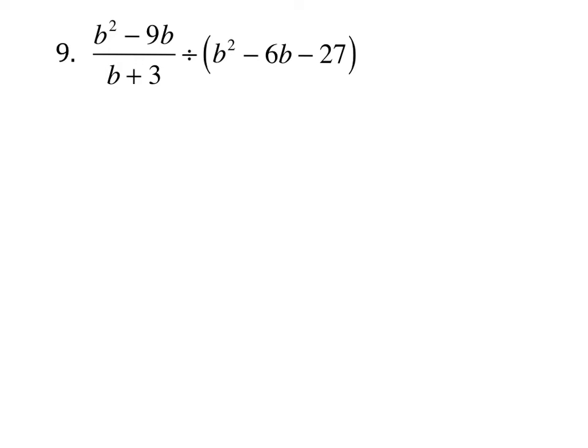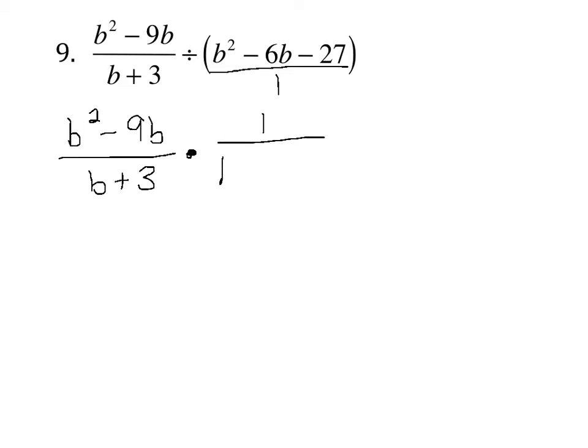In number 9, we have b squared minus 9b over b plus 3 divided by b squared minus 6b minus 27. Now we want to remember that this is really over 1. So when we flip it, the first fraction will stay the same, b squared minus 9b over b plus 3. And then we'll turn it to multiplication, and we'll have 1 over b squared minus 6b minus 27.